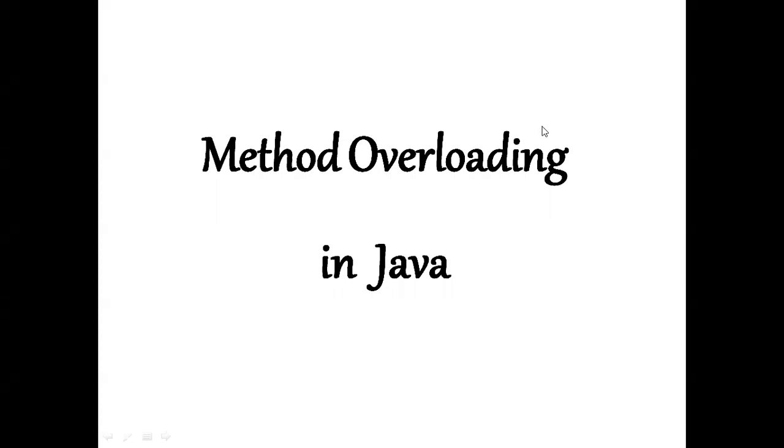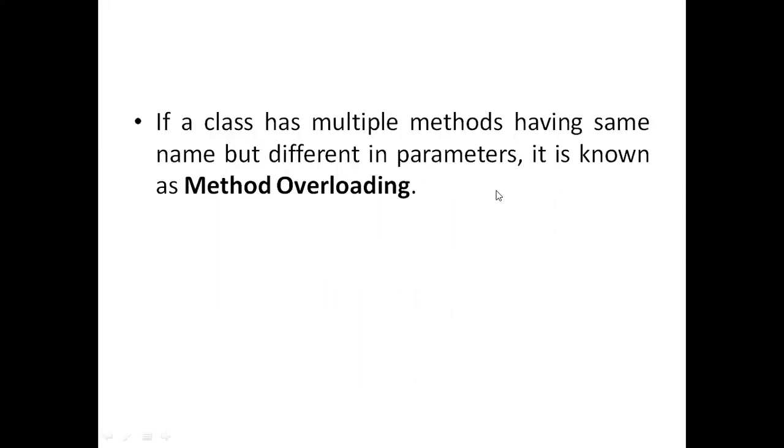Well, today we are going to see what you call method overloading, and later we are going to see what you call method overriding. So let me say first, what do you call method overloading in Java? If a class has multiple methods having the same name but different parameters, it is known as method overloading. So method overloading is very simple.